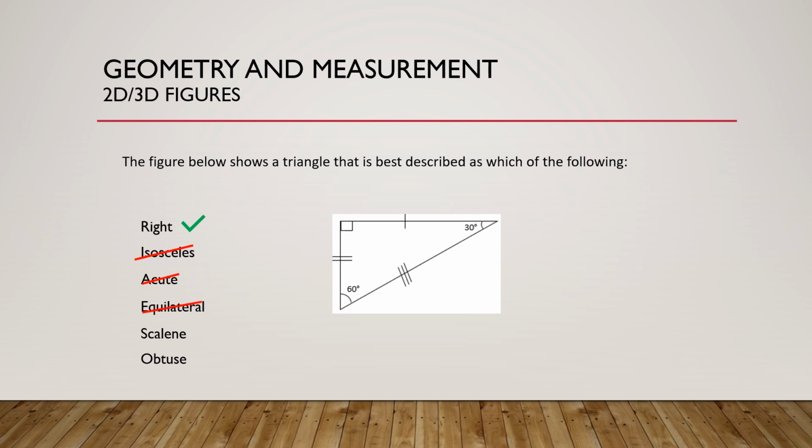A scalene triangle is one where all sides are of different lengths, which correctly describes this triangle. An obtuse triangle is one with a single angle greater than 90 degrees, which does not apply here. So this triangle is a right scalene triangle.